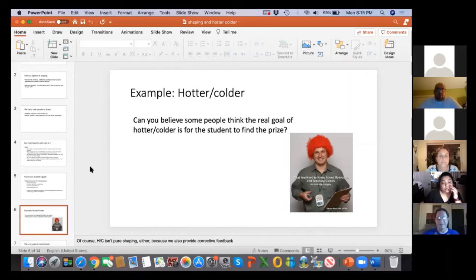Some people, and I wrote this to be sarcastic in the first place, but a lot of people really act as though the actual goal of hide the prize or hot or colder is to find the prize. And believe it or not, that is not correct. That's not the real goal. Yeah, we want them to find it most of the time. That is true, but it's not the actual goal.